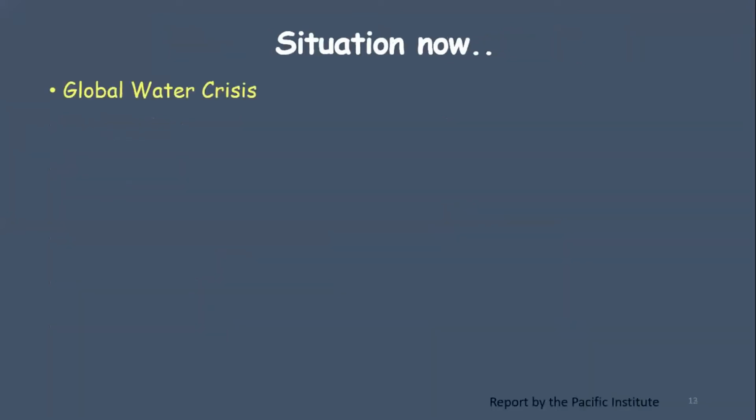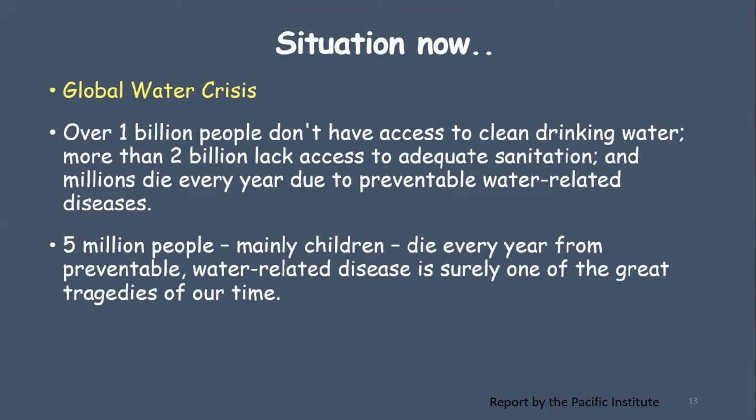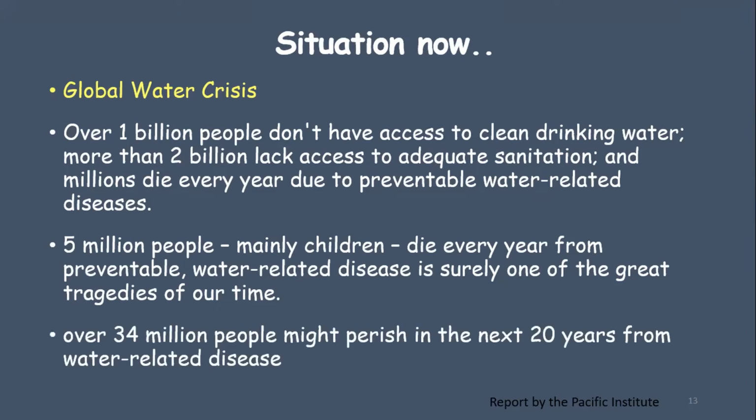As per the current situation, we are having a global water crisis. Over 1 billion people don't have access to clean drinking water. More than 2 billion lack access to adequate sanitation, and millions die every year due to preventable water-related diseases. 5 million people, mainly children, die every year from preventable water-related diseases, which is surely one of the greatest tragedies of our time. Over 34 million people might perish in the next 20 years from water-related diseases.